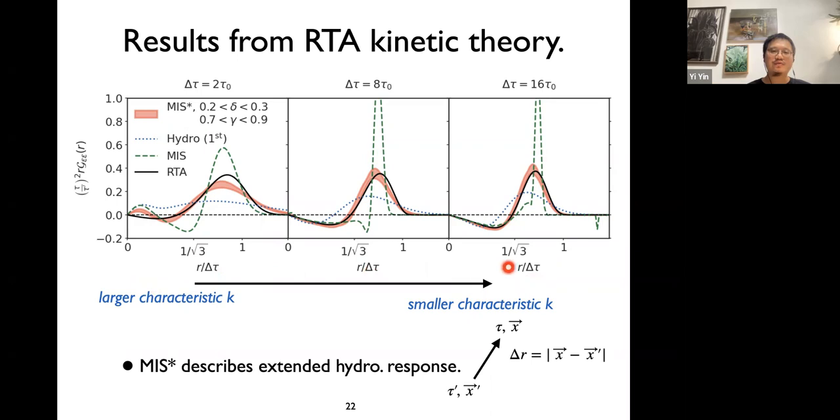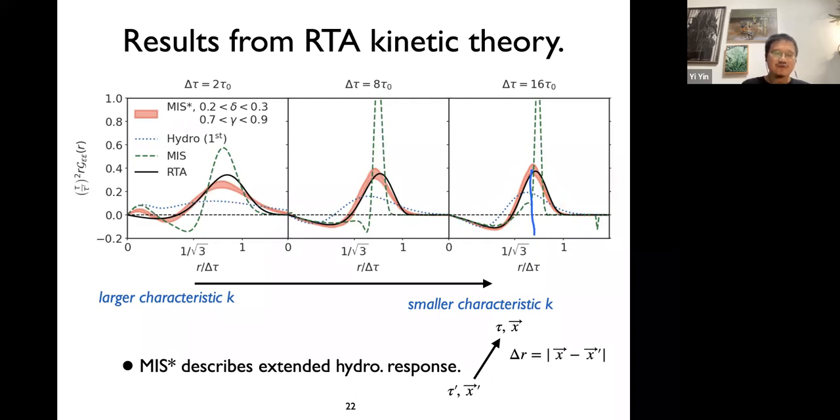And we take three different time snapshots. From left to right, we see that the characteristic wavelength is decreasing, because at a later time, most of the contribution is from the smaller characteristic wavelengths. And in these cases, we do see the kinetic theory calculation is very similar to the first order hydrodynamical results, with the peak very close to the sound velocity in the theory.